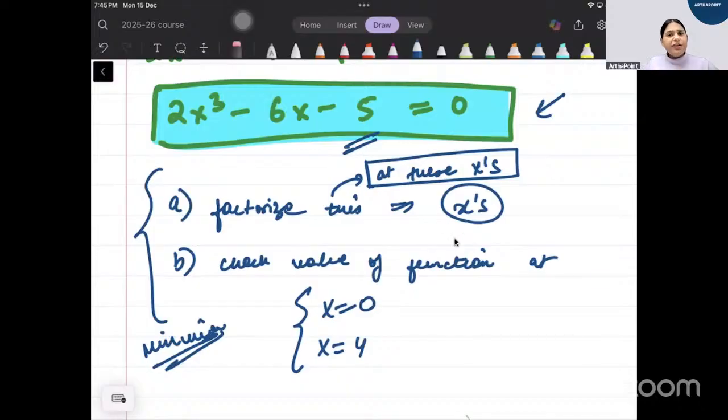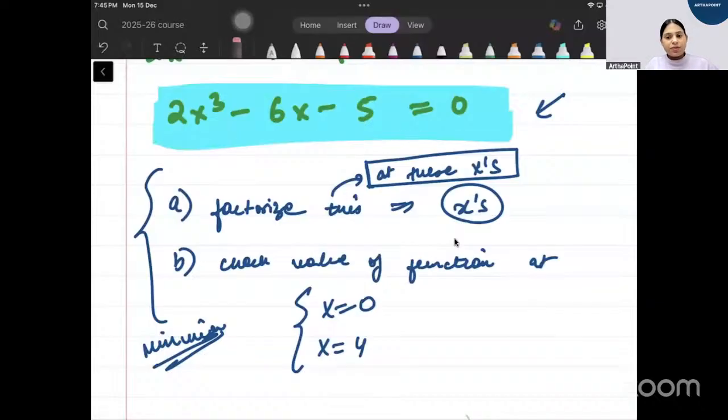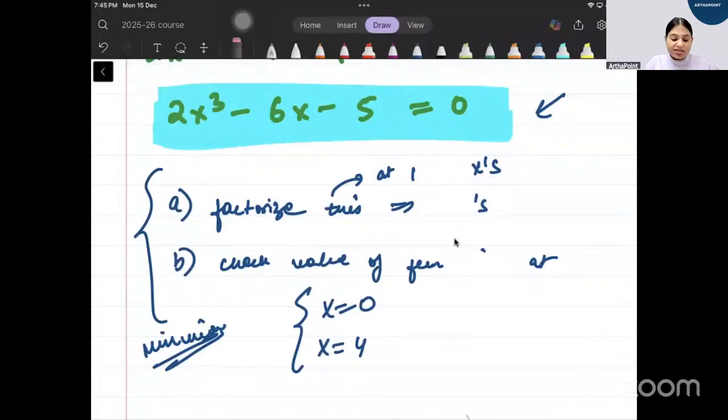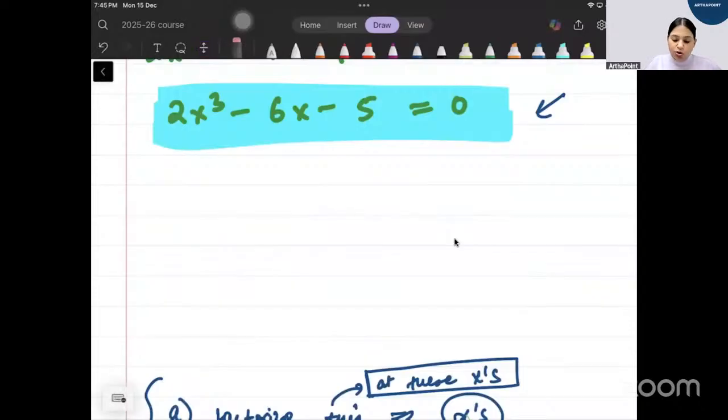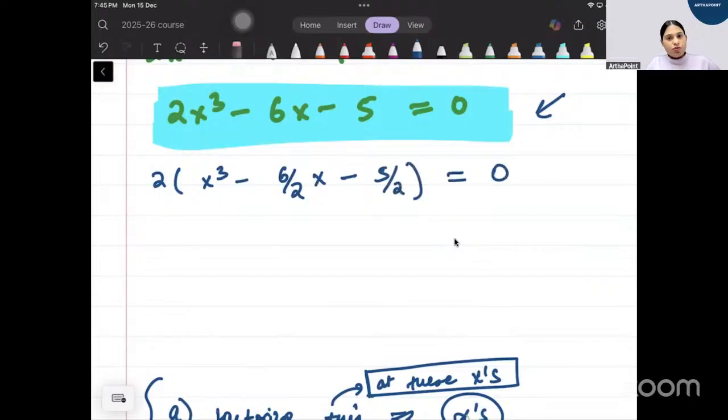You can double differentiate, but that will only check whether it's a maxima or minima, right? But you still have to go ahead and find those x's. And अच्छा, so all of you know how to find those x's, right? So how do you find that? बेटा एक बारी देख लो. You can take 2 common और यहाँ पे आ जाएगा x cube minus 6/2 x minus 5/2 equal to 0.